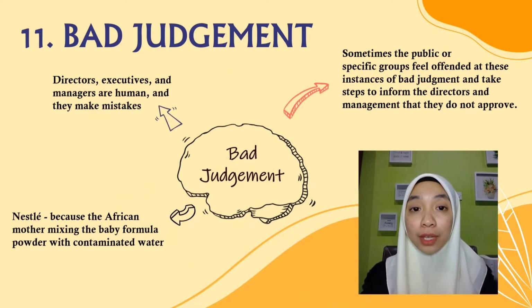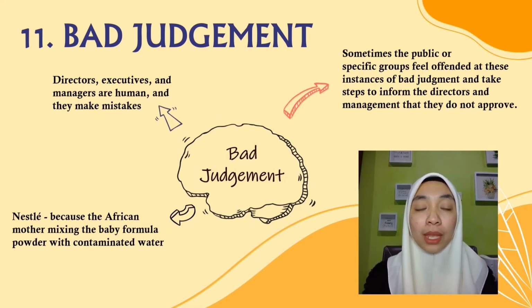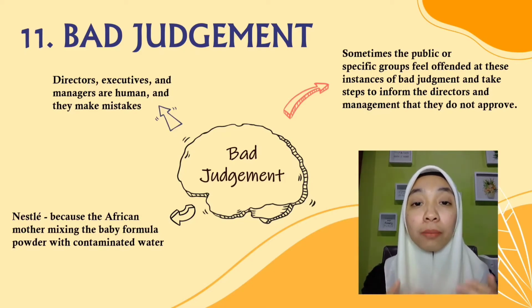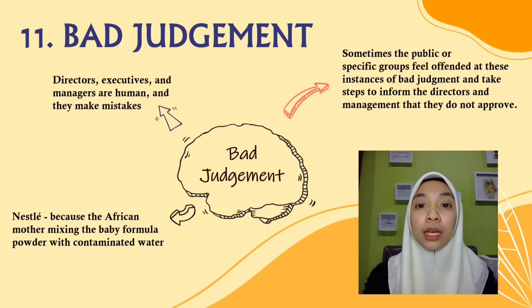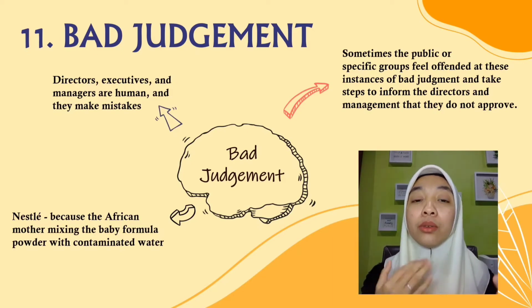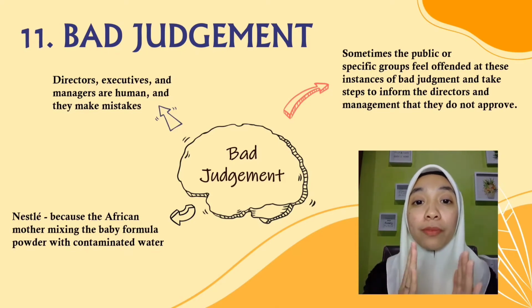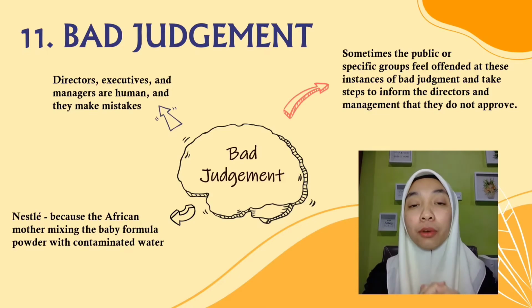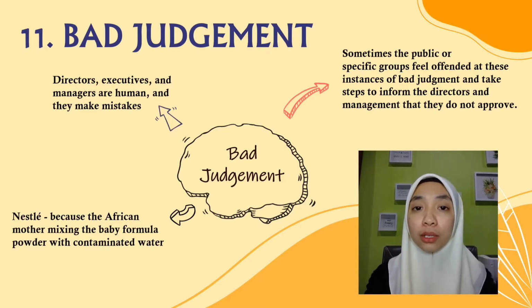The 11th factor, which is bad judgment. As human beings, it is normal that we make mistakes. Sometimes the public or specific groups feel offended at this instance of bad judgment and take actions to inform the directors and management that they do not approve. For example, Nestle products were boycotted in North America and Europe to stop free distribution because African mothers were mixing the baby formula powder with contaminated water.